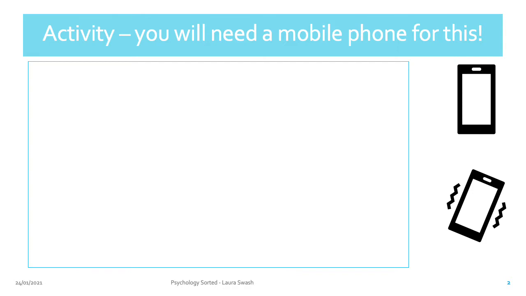To introduce this, we're going to do an activity. So first of all, a lot of you will need a mobile phone for this. So make sure you've got your mobile phone with you. And then number everyone in the class as 1 or 2 or 3.